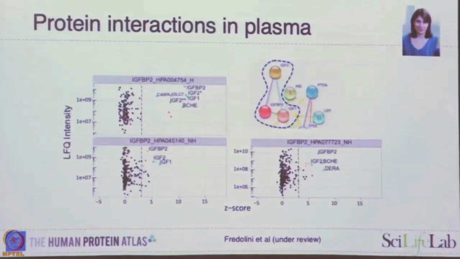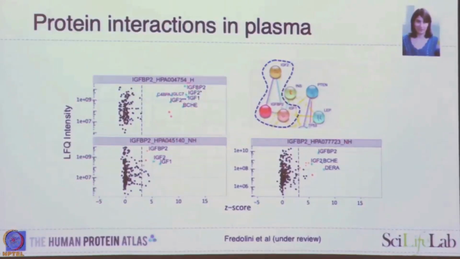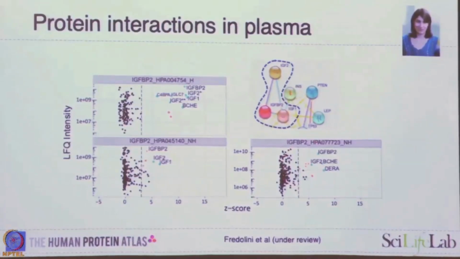As I mentioned, protein interactions we find interesting. Here we know that the insulin growth factor binding family interact with one another, and as shown here using the STRING database, you have IGFBP2 interacting with IGF-1 and 2. Using 3 different antibodies, we could see that they actually interact. But we also could claim new interactors, BCHE as well as DERA, as proteins that are relevant for these complexes.